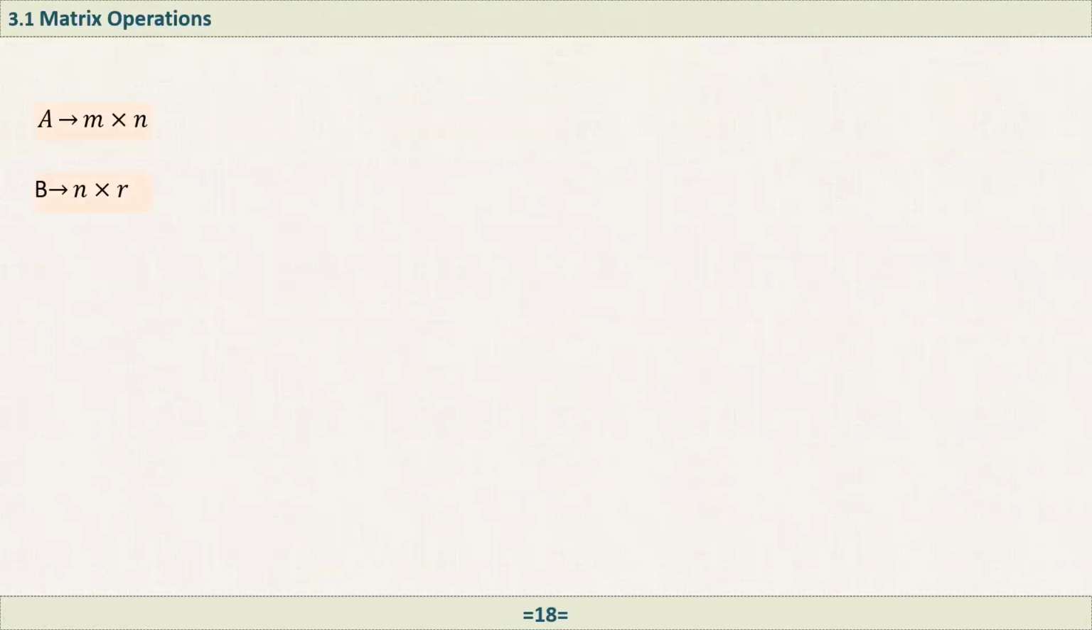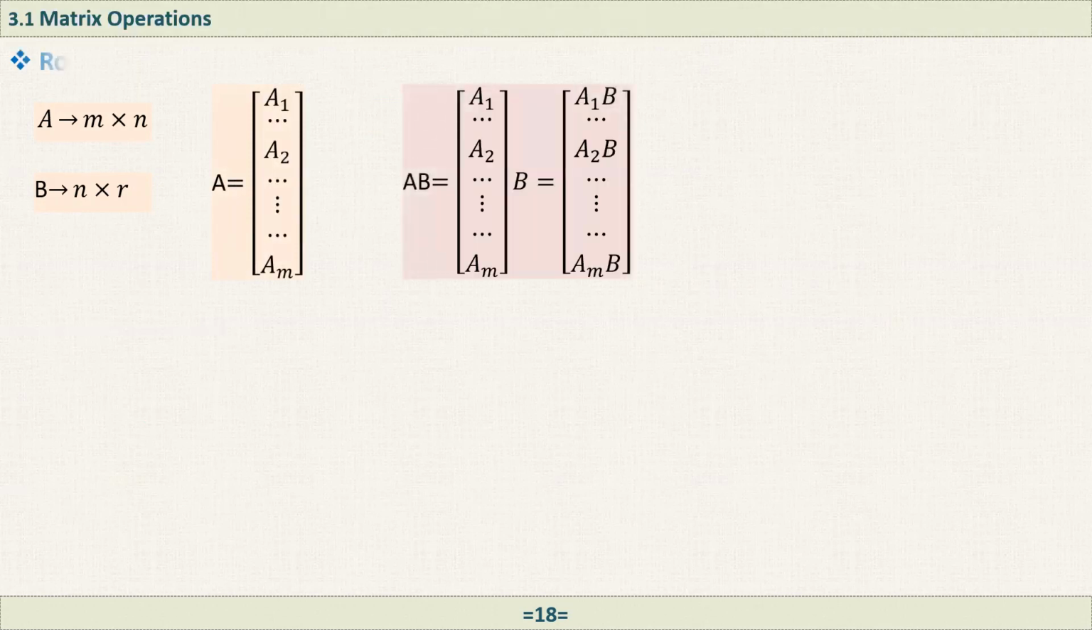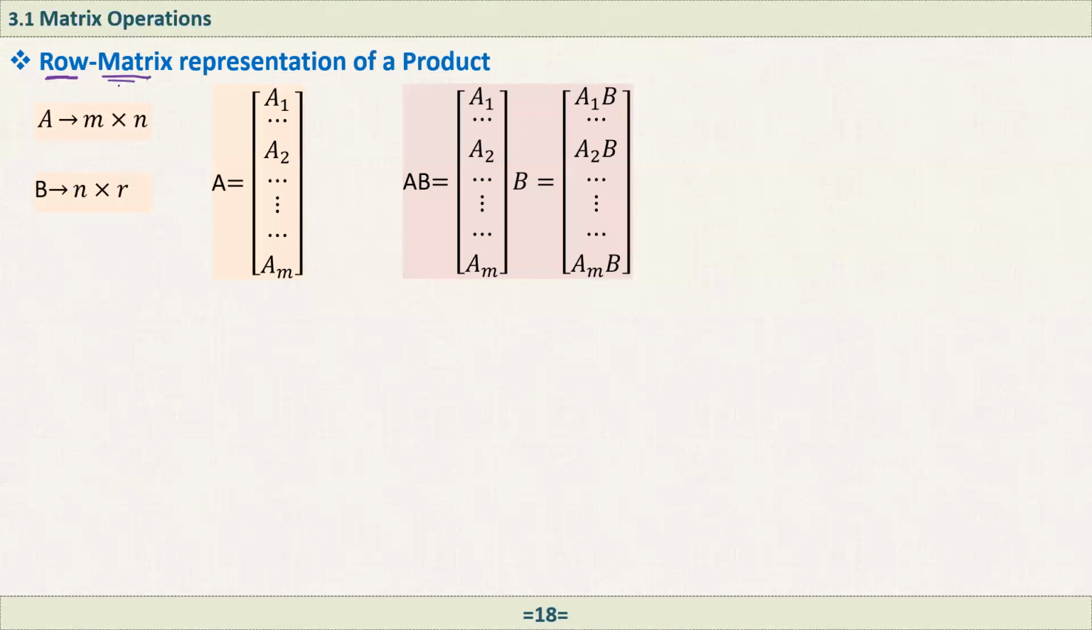So next we have another special partitioning, the row matrix representation of a product. From its name, here we have row matrix. That means that we are multiplying rows by a matrix. In the previous one, it was column matrix. We were multiplying the columns by the matrix.